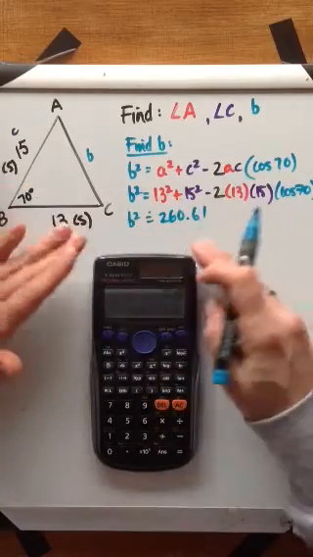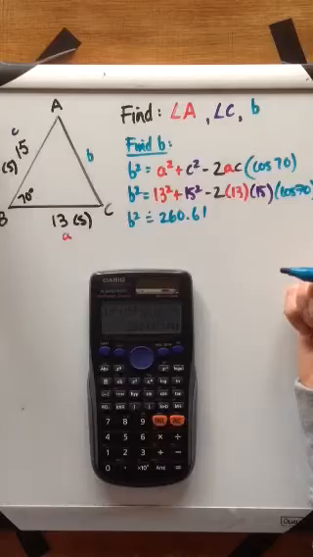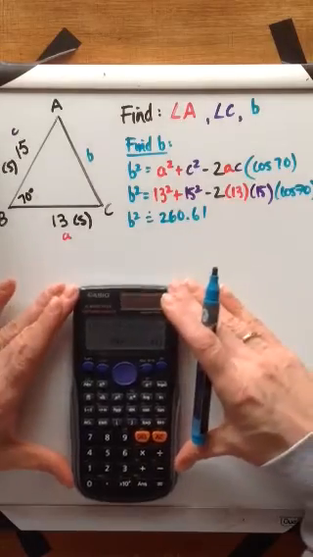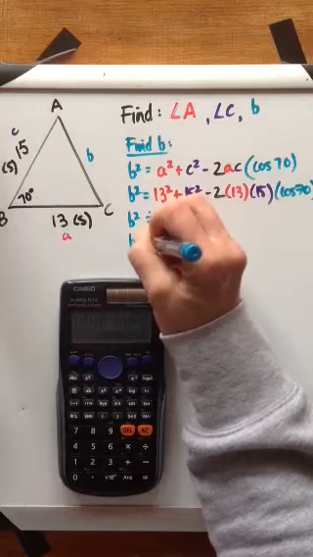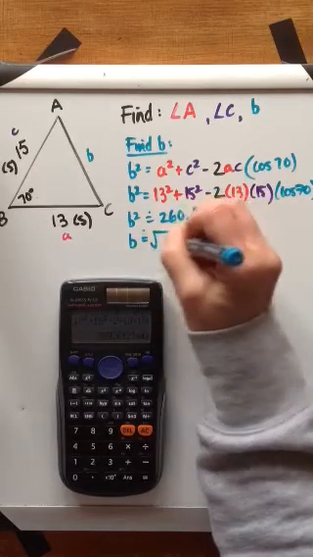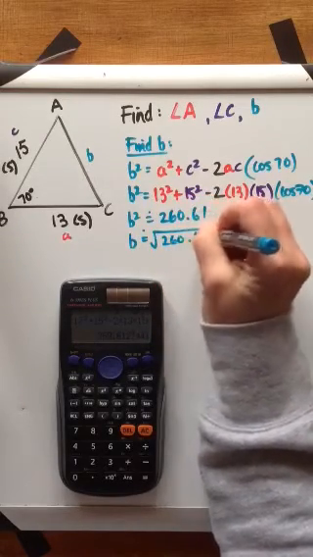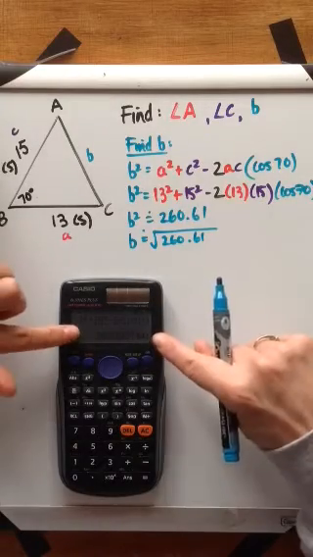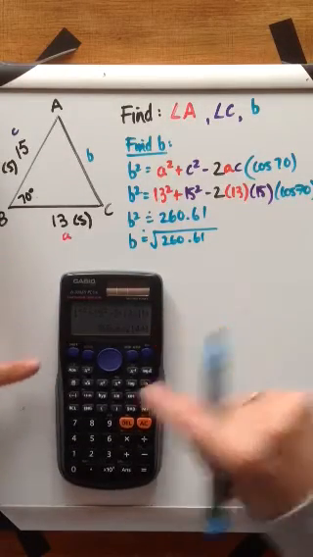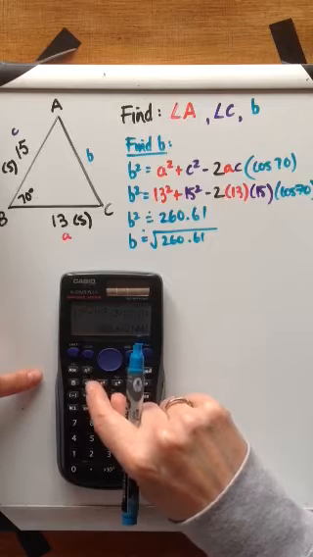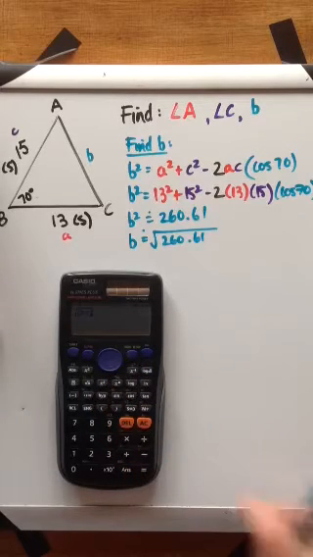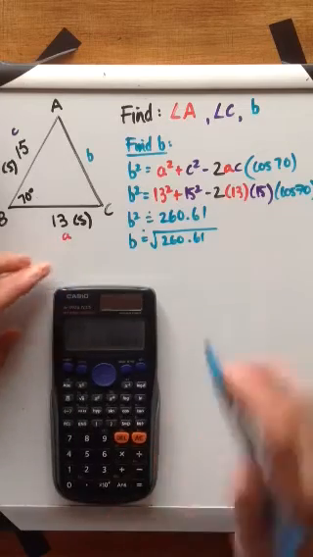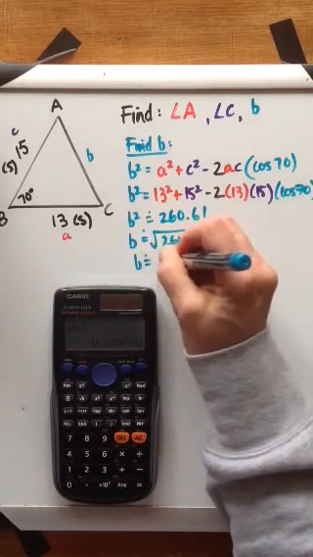So what's preventing me from solving for b? Well, the fact that it's being squared is preventing me from solving for b. So what is the opposite operation? Well, it's taking the square root of 260.61 dot, dot, dot, dot, dot. So this is already in my calculator. Let's take the square root of it. Here's my square root button, and I'm going to take the square root of my previous answer. And I get a value now of approximately being 16.1.